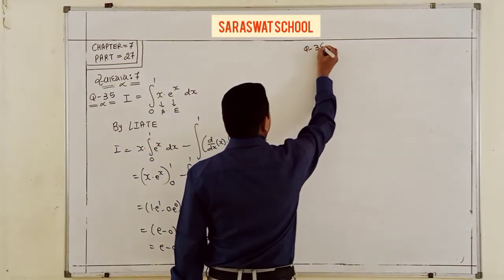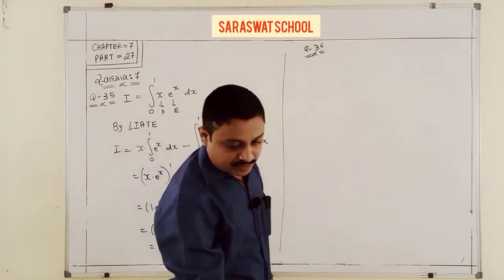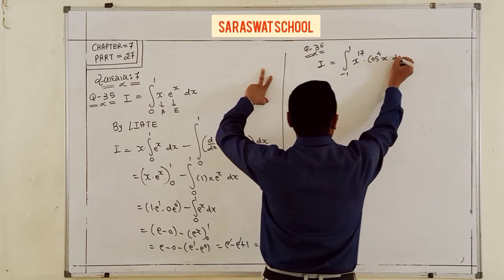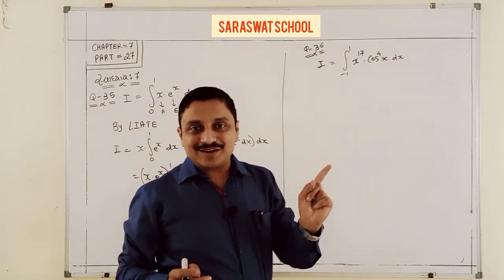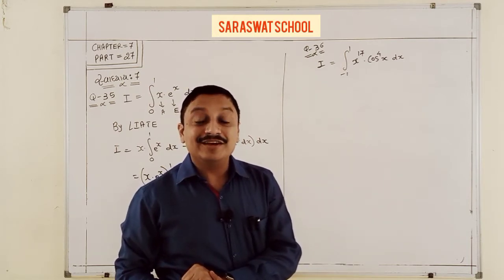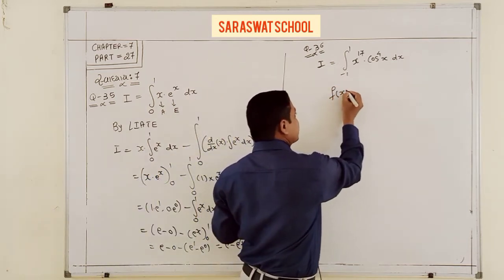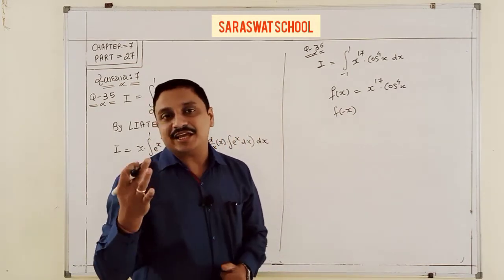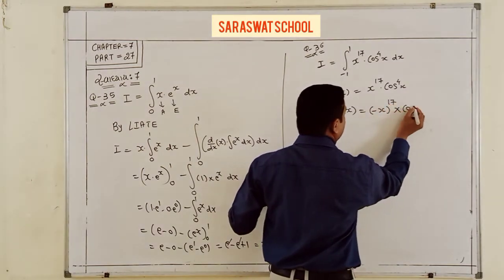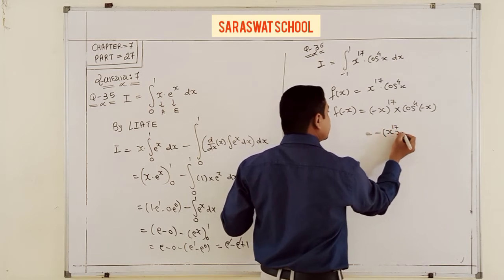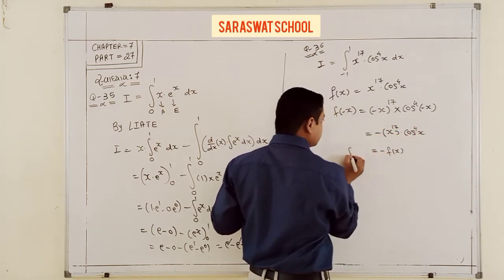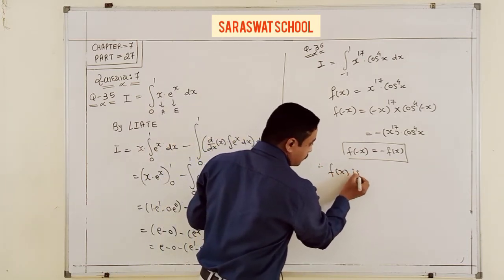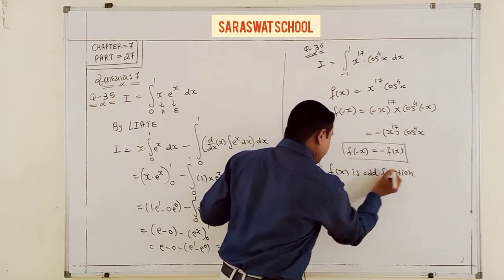Now question 36. Same way: integral from minus 1 to 1 of x^7 cos^4 x dx. Students, it is an odd function. Whenever the limits are minus a to a, we use theorem number 8, so we can apply f(x) and check whether it is odd or even. If I replace x with minus x, we get (minus x)^7 and cos^4 of minus x. The minus power is outside, that is minus f(x). And surely it indicates that f(x) is an odd function.